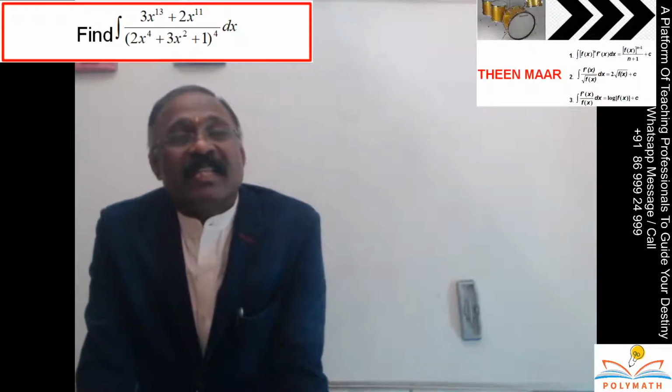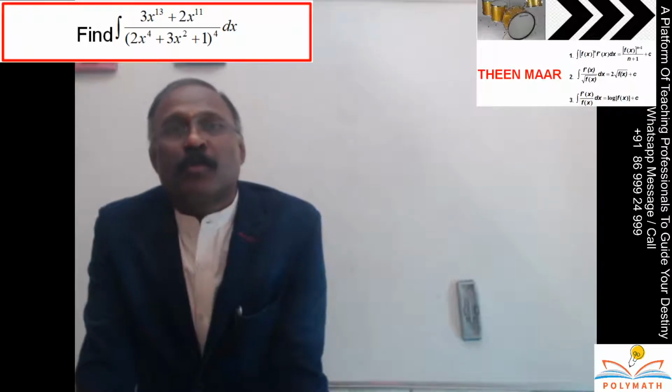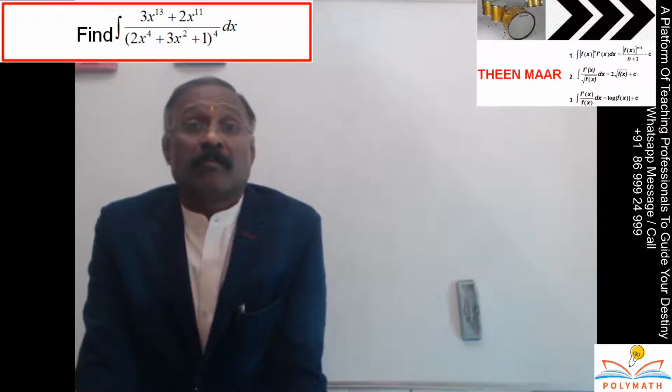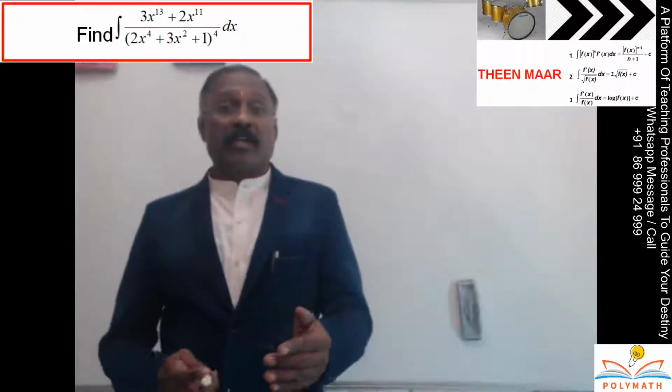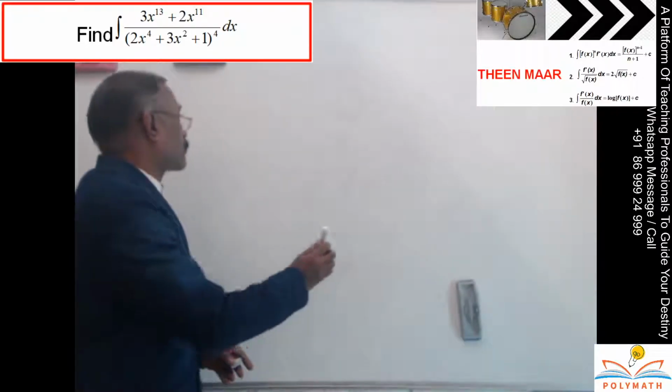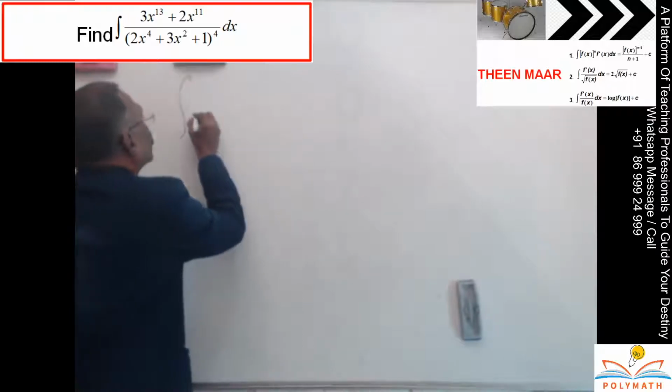That is why the derivative of the denominator becomes the numerator. You have to see that. We will have some more such problems in the later videos. See, this one, what I am saying, it is the integral of... what am I doing?